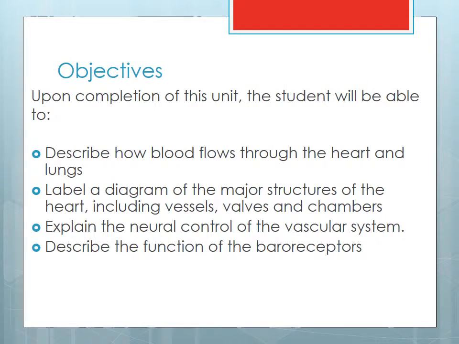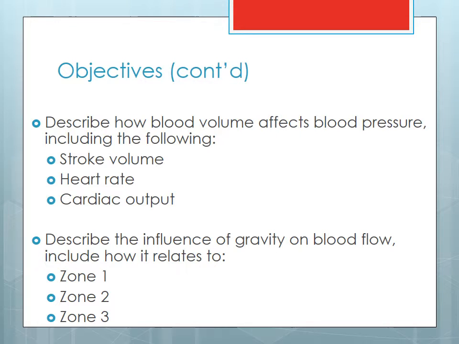We'll start with these objectives. First, describe how blood flows through the heart and the lungs. I think some of you have seen the heart in some of your other classes, but we'll just kind of review that. Label a diagram of the major structures of the heart, including the vessels, valves, and the chambers. Then we'll move on to the neural control of the vascular system, and we'll describe the function of the baroreceptors. Then we'll describe how blood volume affects blood pressure, including the following: stroke volume, heart rate, and cardiac output.